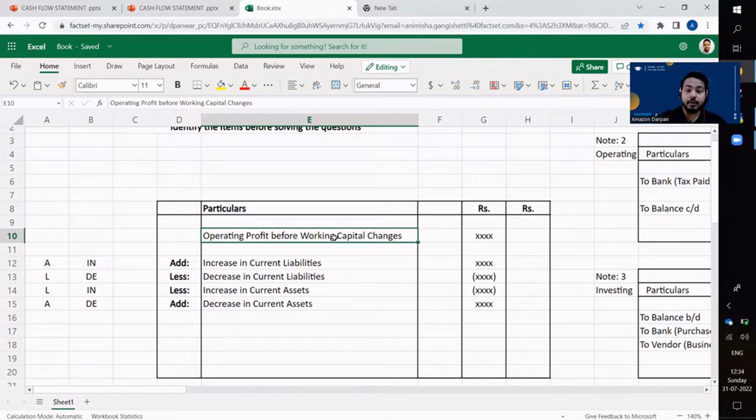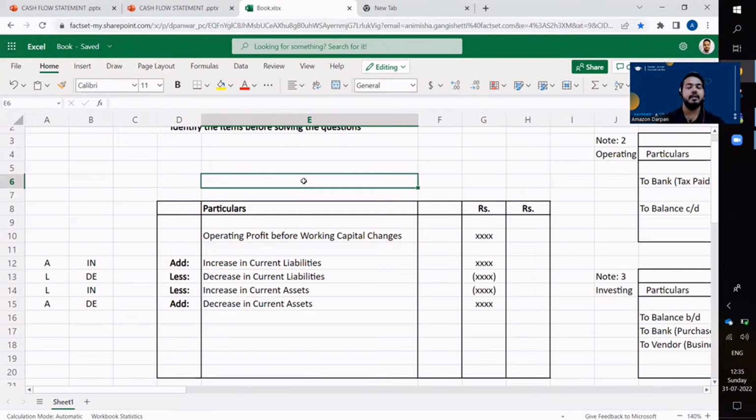So how do you compute working capital? What is the formula of working capital? It's very simple. We'll just write a shortcut here. WC, which is working capital, is equal to current assets. Remember, current assets minus current liabilities. So this is the formula which we are looking at.